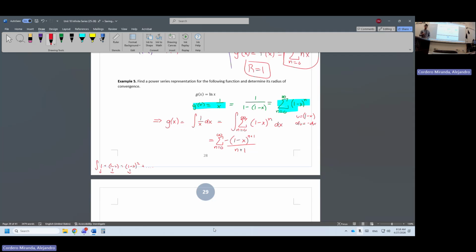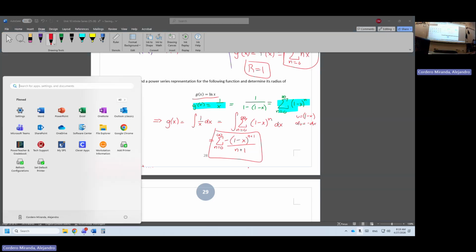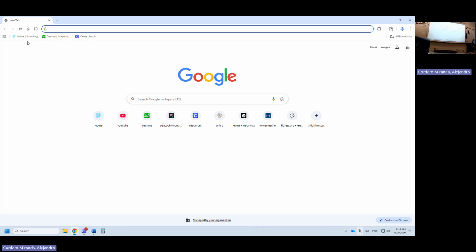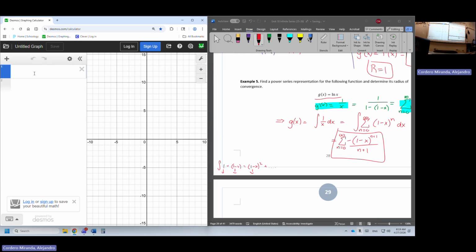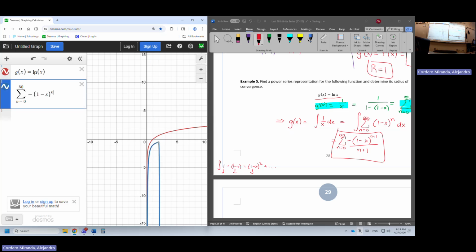But I've skipped so many steps that I've confused myself. So let me just verify by going to Desmos. But this series should match that function. But let's check. The only thing is, if you're thinking about the plus c, I got something to say about it in a sec. But for now, let's not worry about it. All right, f of x, well, let me just call it what it was. G of x was natural log of x. Our series was the sum from 0 to infinity, but remember, Desmos can't handle infinity, so let me just go 50 terms, negative 1 minus x to the n plus 1.